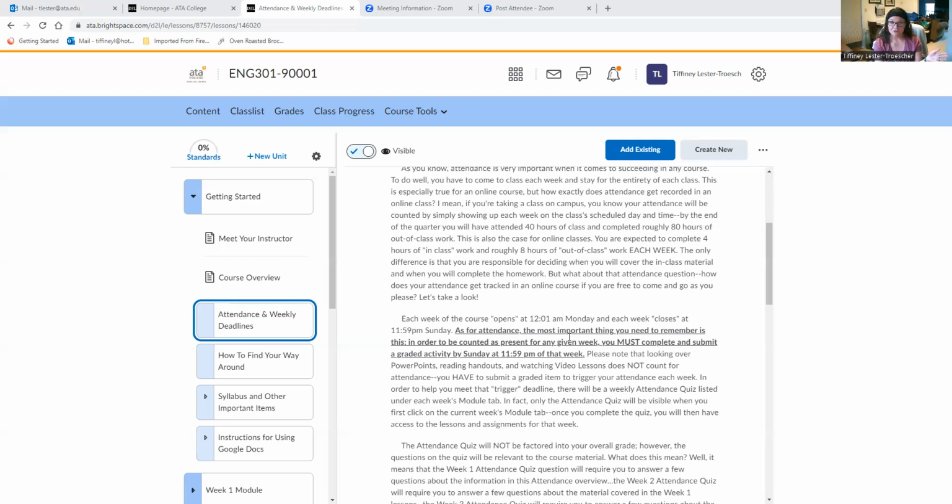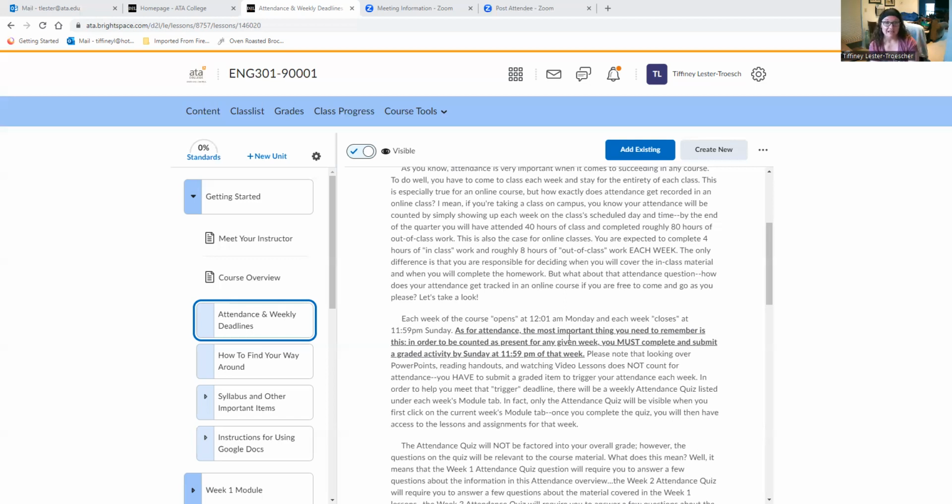The attendance quizzes are there just as a nice little tool, right? But you have to submit some sort of graded item each week to be counted present. Now, our attendance quizzes in this course do not get factored into your overall grade. But the questions are related to the course material. So what does that mean? Well, it means that the week 1 attendance quiz, the questions on it are going to be about the information presented in this video.